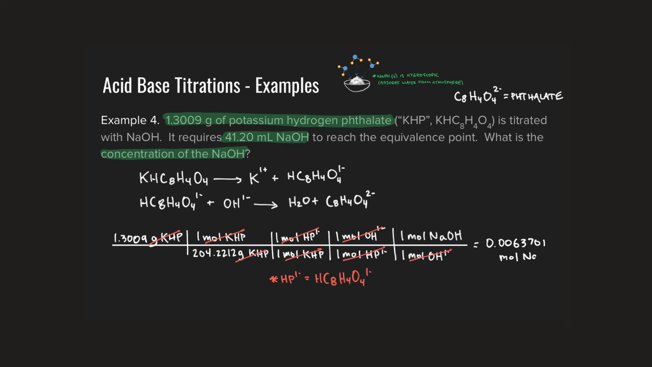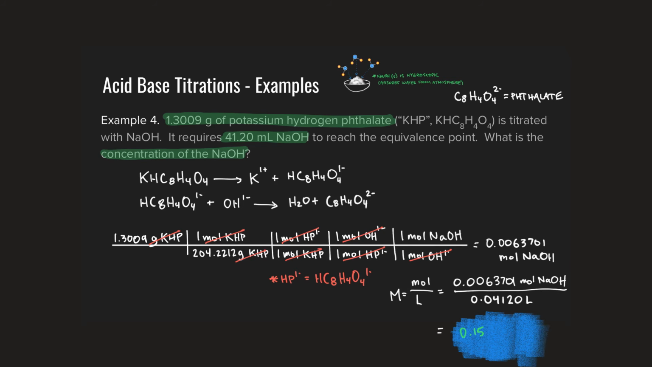And from here on out, this is just easy cleanup. Now that I have moles of sodium hydroxide, to find my concentration, a molarity, I'm just going to go ahead and divide that number of moles, 0.006371, by the volume of our sodium hydroxide solution, which was in liters here, I'm converting, 0.04120 liters. I can make a division, and this comes out as a 0.1546 molar solution of sodium hydroxide.